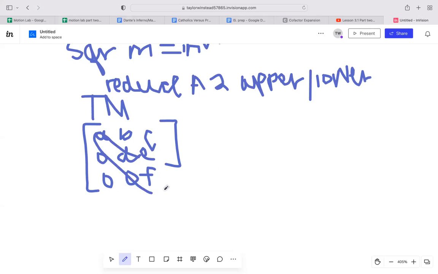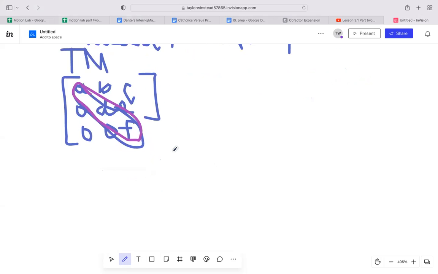So what you need to figure out, the way that you know that it's invertible, is that none of the entries along the diagonal are 0. If any of them are 0, it's not invertible. So let's look at why this is.